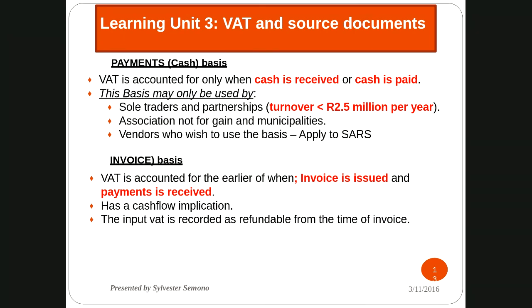When you register for VAT, there are two ways of accounting for VAT. When I say accounting for VAT, what do I mean? It means calculating the VAT, because when you calculate VAT, you need to record that VAT. It's accounting. So VAT is accounted for in two ways. You can either use the payment basis, the cash basis, or you can use the invoice basis.